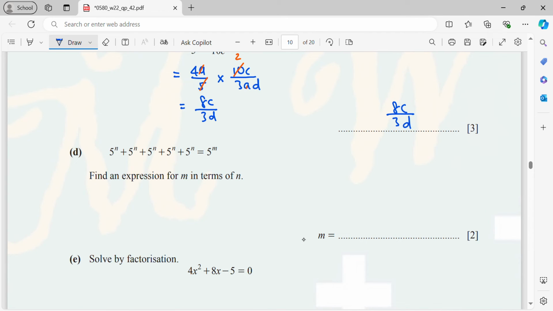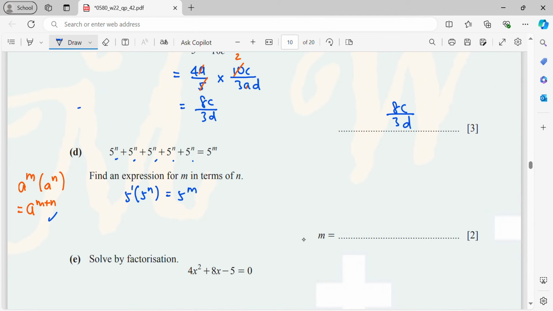Plus d. So you add this term for 5 times equals to 5 power n. So I will get 5 times 5 power n equals to 5 to the power of m. So we have a formula here: a to the power of m times a to the power of n is a to the power of m plus n. So this first term 5 is basically with degree 1.